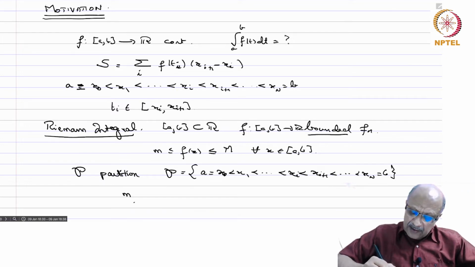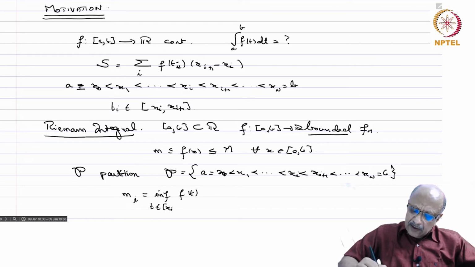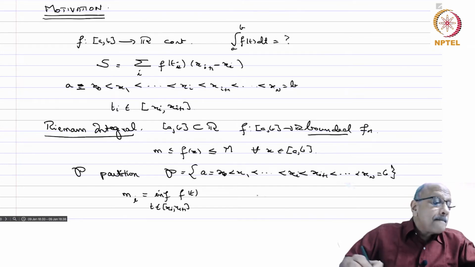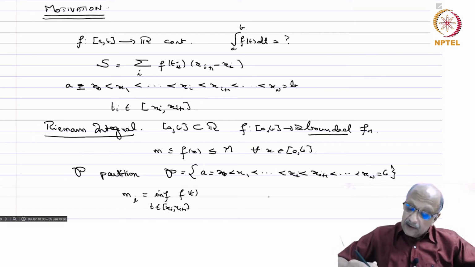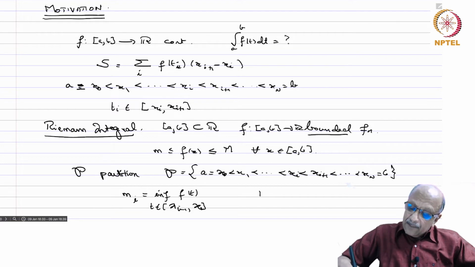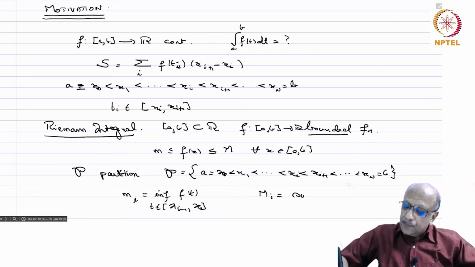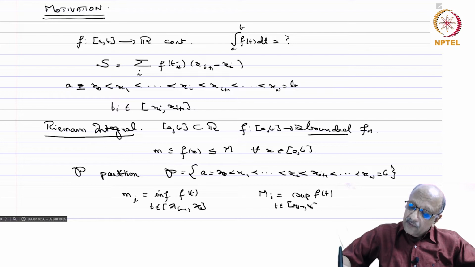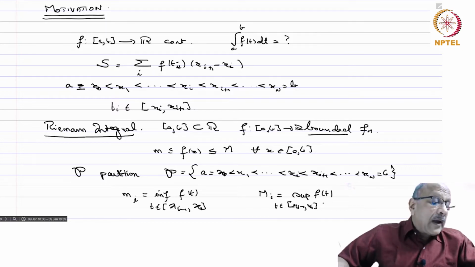The n can change, the points are going to change, so we are going to take different kinds of partitions. And then we define m_i to be the inf of f(t) for t belonging to [x_{i-1}, x_i], and then capital M_i to be equal to the sup of f(t) for t belonging to [x_{i-1}, x_i]. Because we are starting with x_0, I am doing it this way.